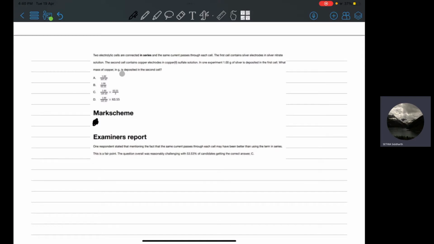So if you have an electrolytic cell, that really means that you have a battery or an electricity source outside the cell, which is supplying the energy to break apart the ions or the molecules in the solution so that they deposit on your electrodes.